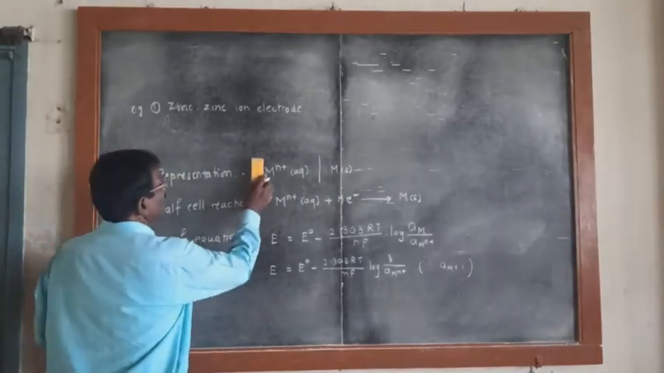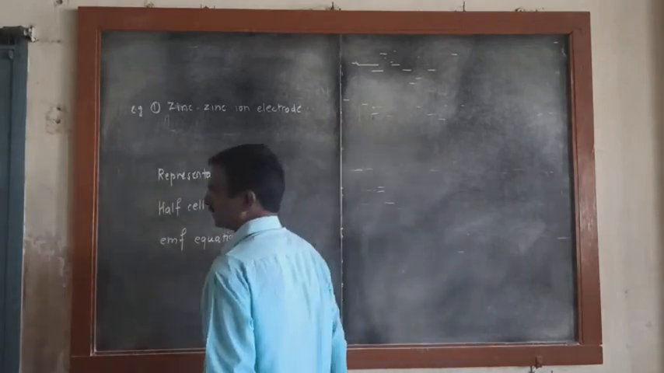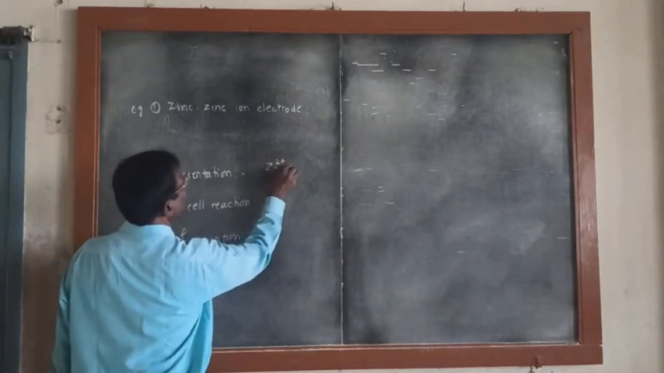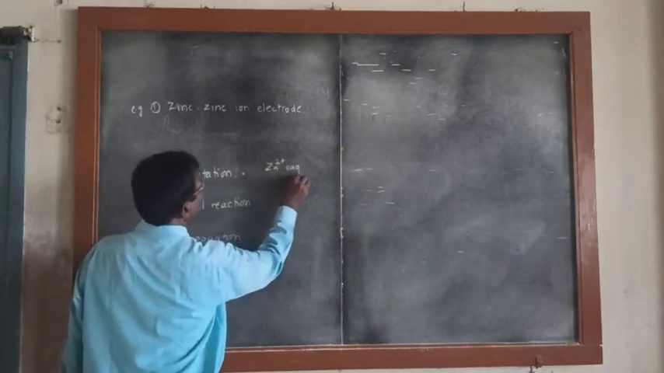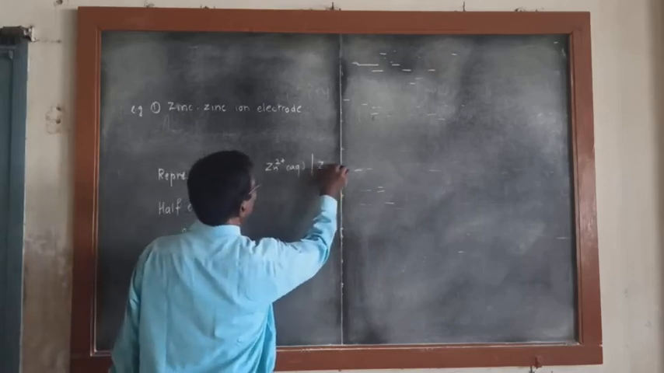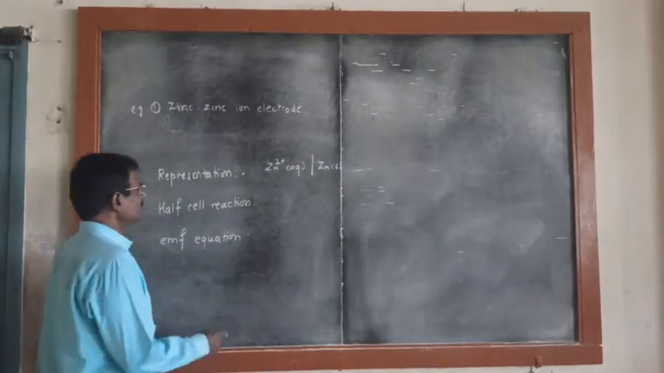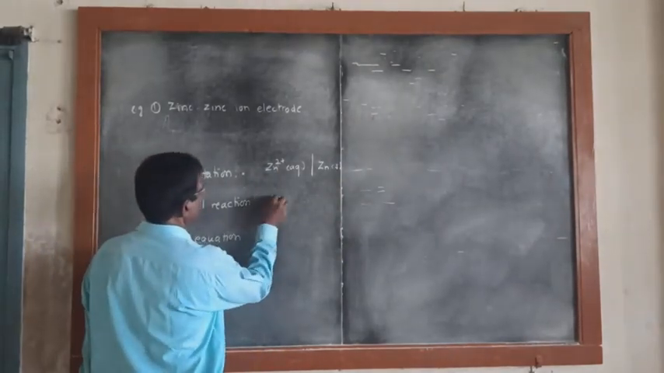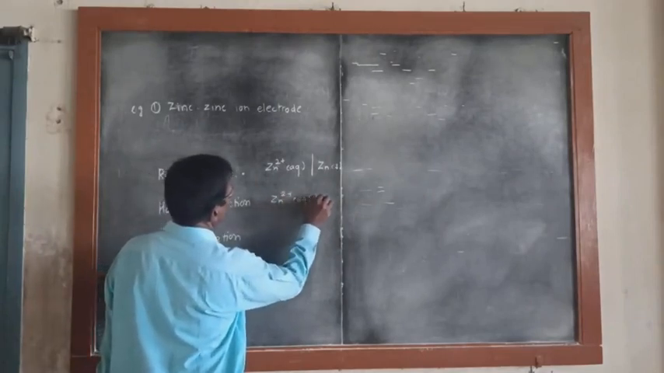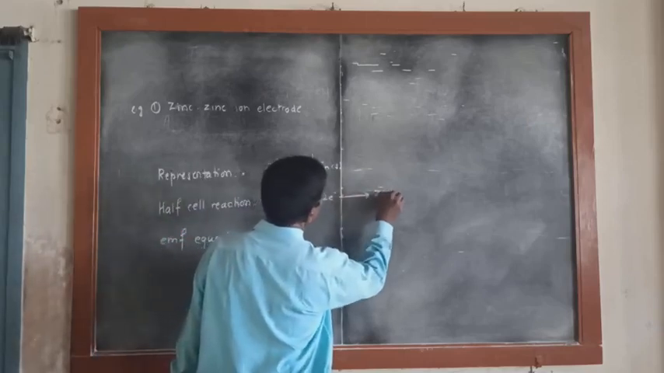Therefore, representation of this electrode can be written as Zn2+ aqueous state, then Zn solid. Then reduction reaction of this electrode is Zn2+ aqueous plus 2 electrons gives Zn solid.